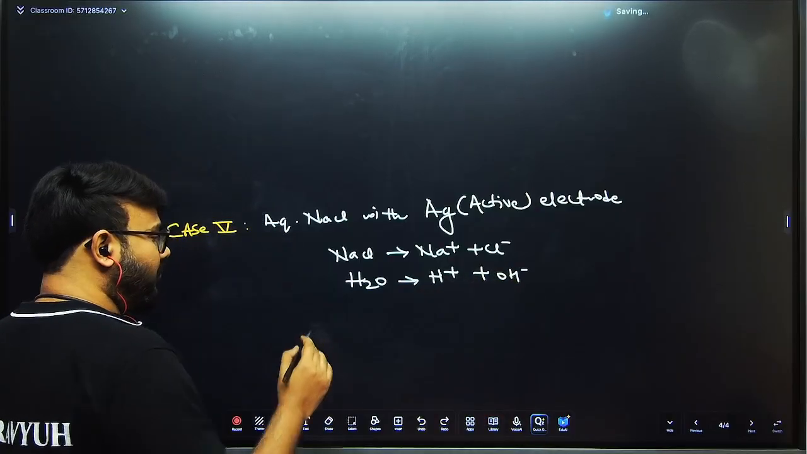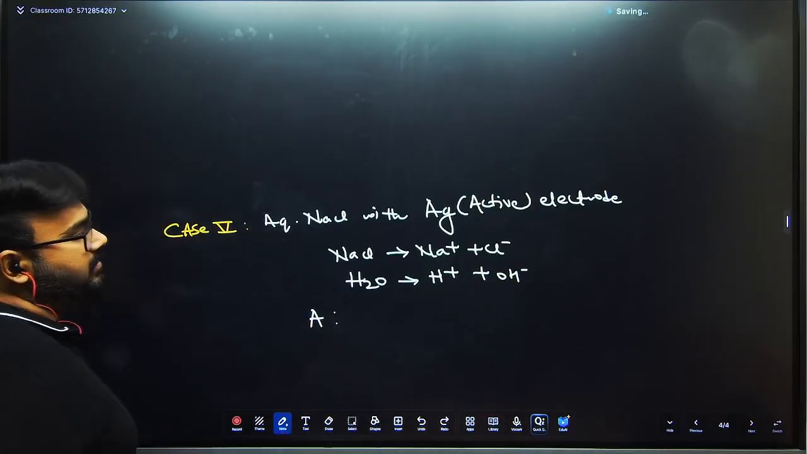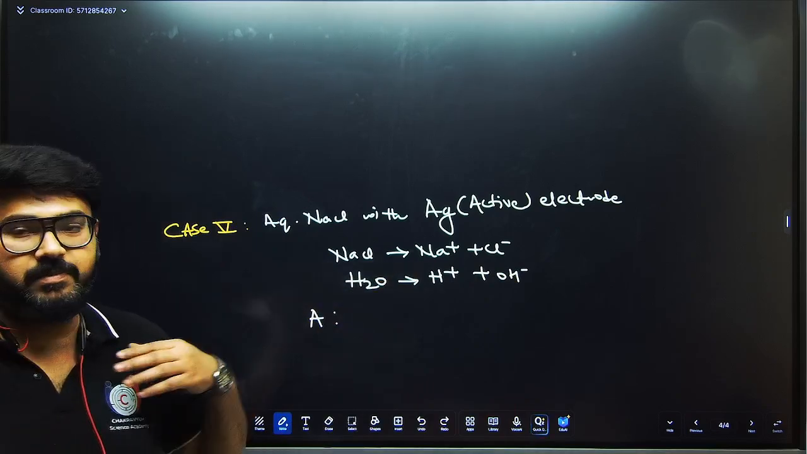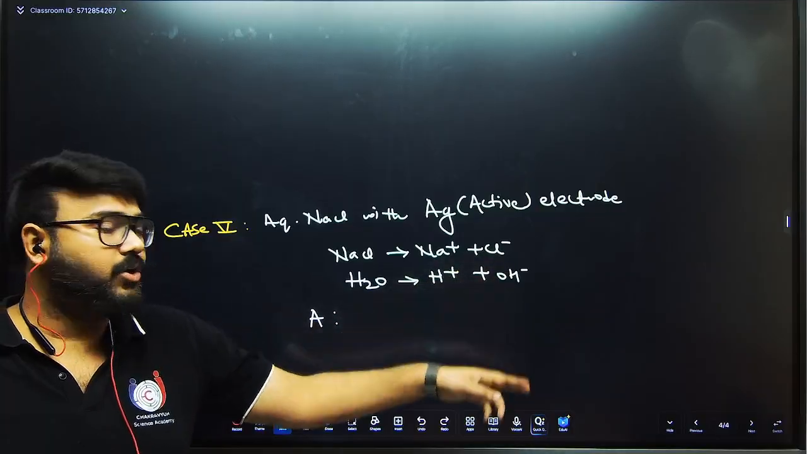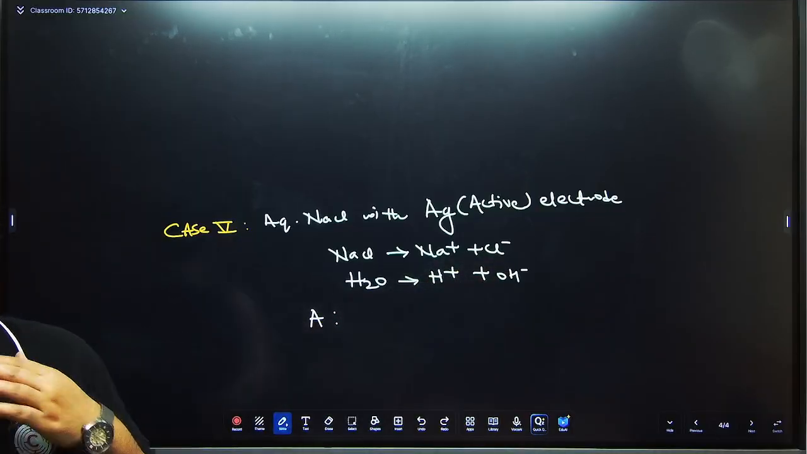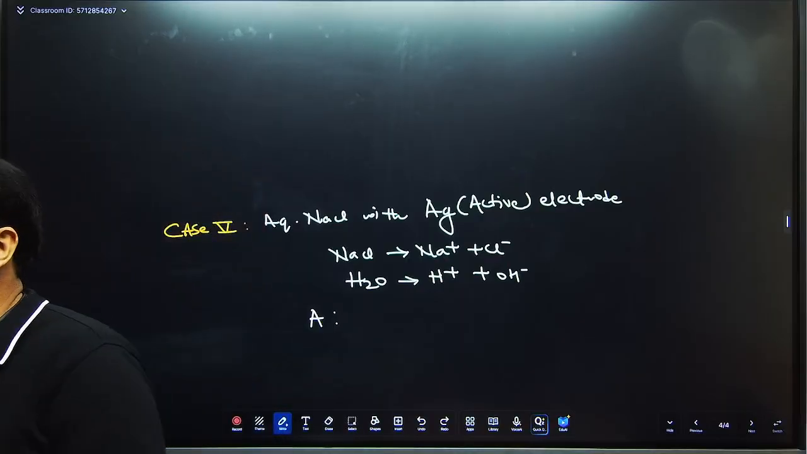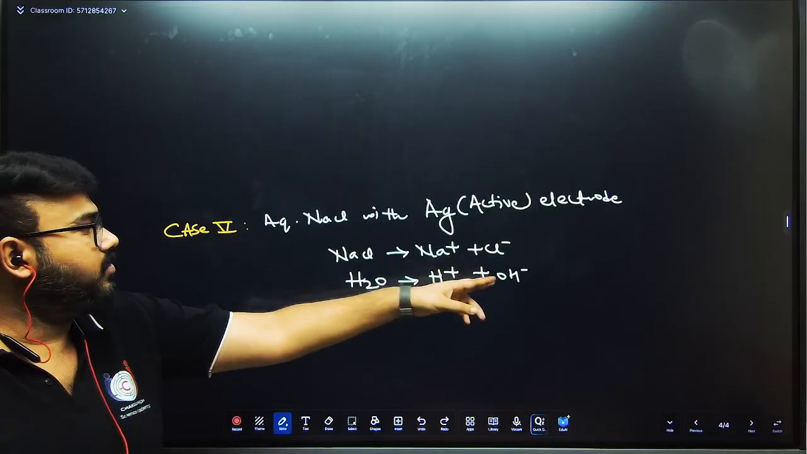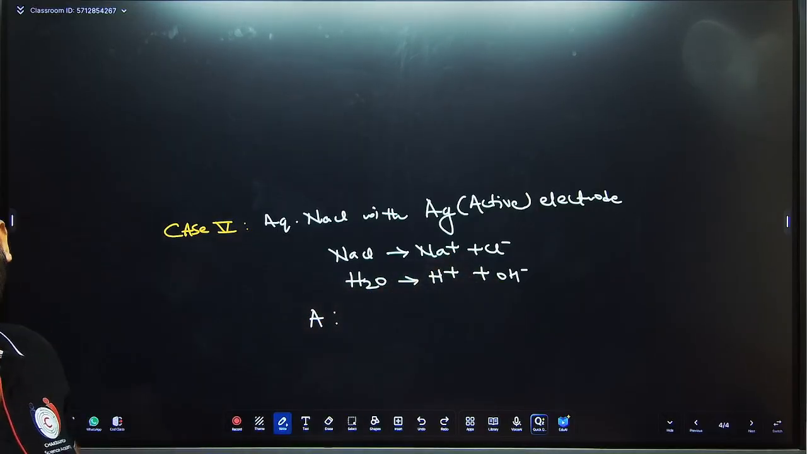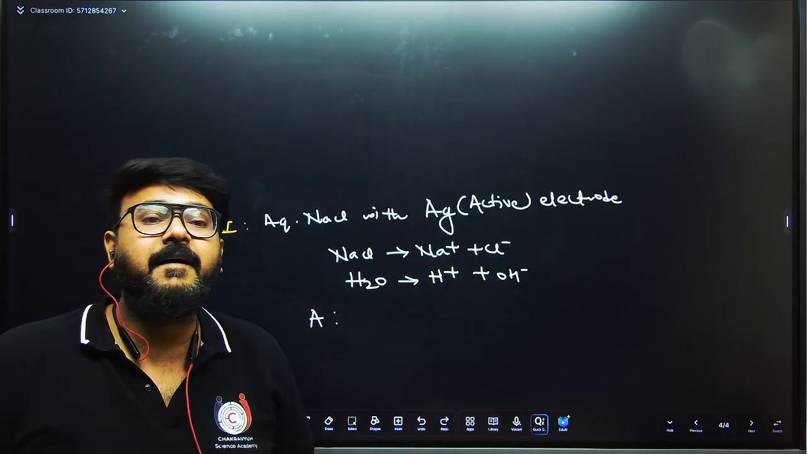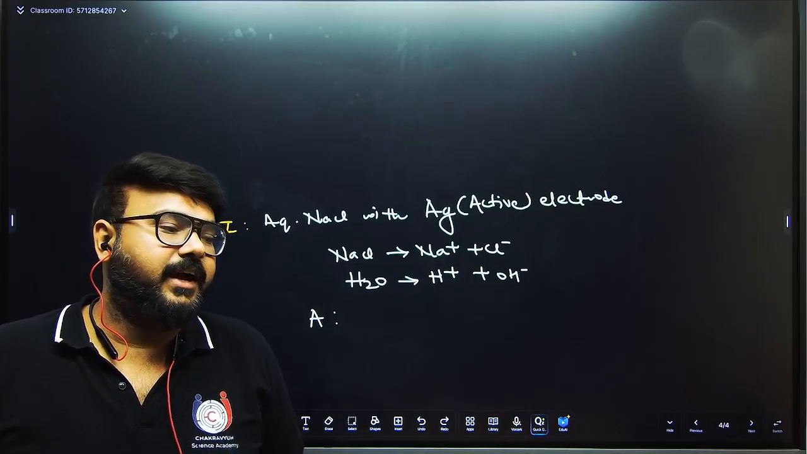Now tell me, what will get discharged at the anode? So Na+ or H+ at the cathode, right? Anions, Cl- or OH-? Who will get discharged? Online, everyone tell me. Samanvi, who will get discharged? Will it be Cl- or OH-? Guys, it will be none.